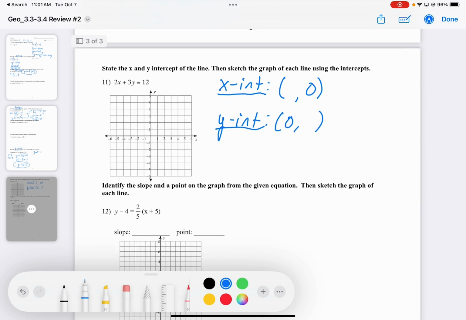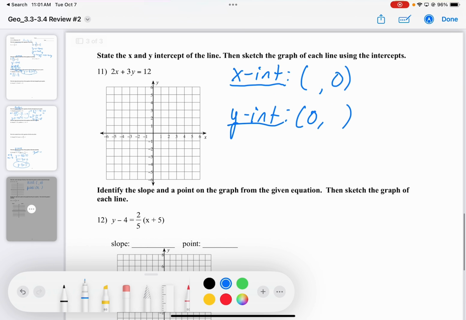So then if I do that, plug 0 in for y, I would have 2x plus 3 times 0 equals 12. We can effectively ignore 3 times 0, right? So then I just have 2x equals 12, which gives me x equals what? 6. Very good. So then 6, 0 is my x-intercept. I'm just going to plot that right now.